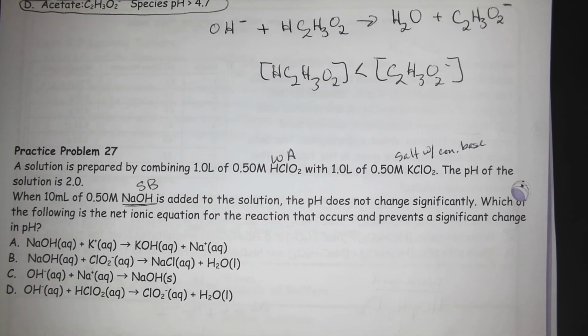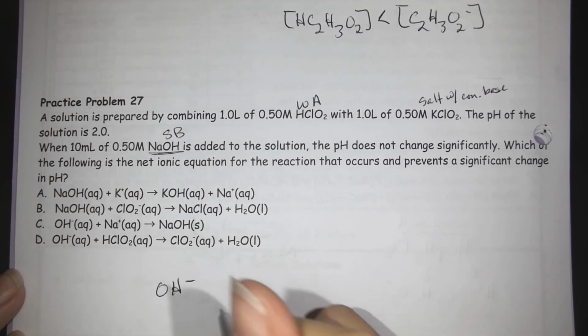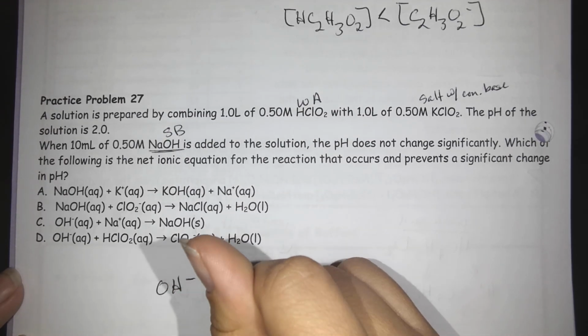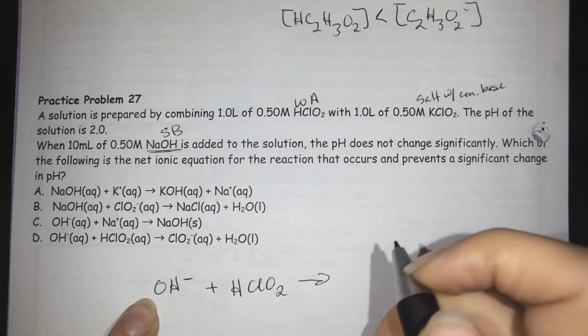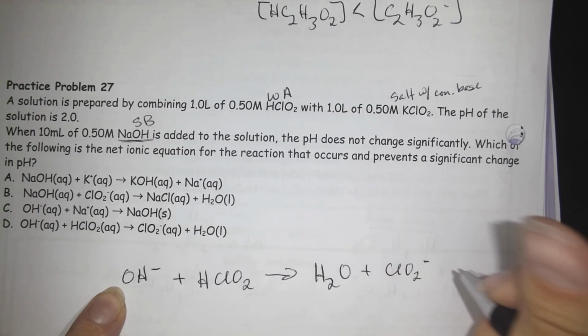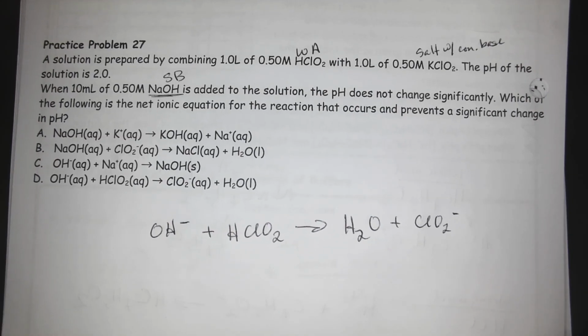It's a buffer solution. Which of the following is the net ionic equation? What's the equation for the reaction that occurs and prevents a significant change in pH? Well, if we have a strong base, then there's a whole bunch of OH minus floating around in there. And that's going to react with our weak acid, HClO2. And that base is going to pull that hydrogen off of there to make water, H2O, and it's going to leave behind our conjugate base. That's the reaction that's buffering against large changes in pH. And so our answer is D.